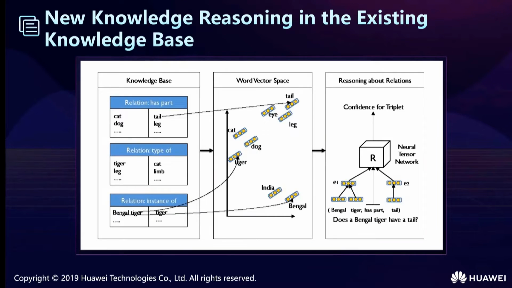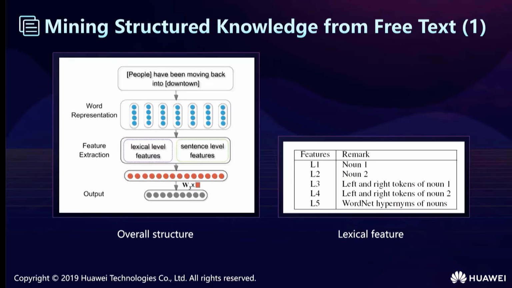When we do new knowledge reading in existing knowledge bases, we first split the sentences into words, word by word. Usually, some sentences are complex. We split these sentences and then transform them into vectors. Finally, we analyze the relationships as a tensor, so we can calculate the concept of the text. Also, we can mine scratch knowledge from free text.